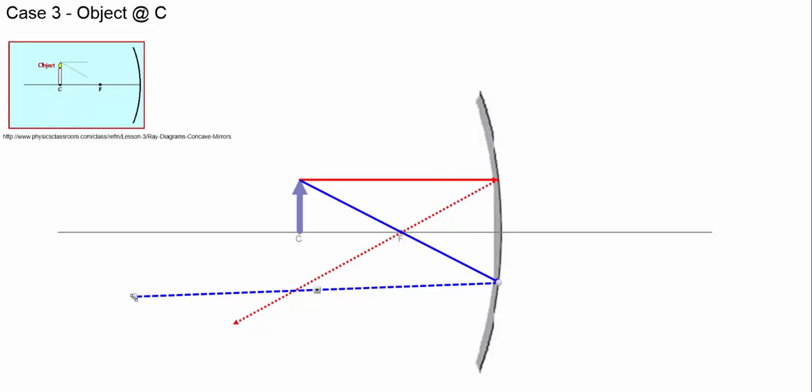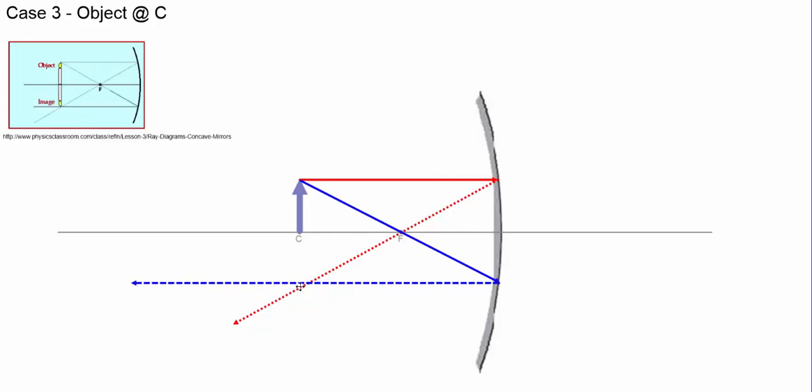This guy needs to be parallel to my center of curvature, or my principal axis. You will see, again, you have enough information. If I were to draw my eye here, the eye will trace these rays back to where it believes they originated from. Like I said, this is probably the most difficult to draw because you have to be exactly spot on to nail this.